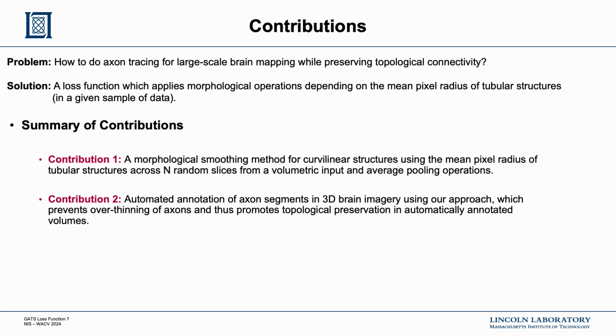So using morphological operations to compute topological precision and sensitivity is useful for ensuring connectivity. But how to do this for different data sets without manually tuning for each one and ensure that your predicted fibers are the correct length and correctly connected? Our proposed solution is a loss function which applies morphological operations depending on the mean pixel radius of tubular structures in a given sample of data. Our work on this culminates into the two contributions shown here. Next, I'll cover how the proposed methods work.